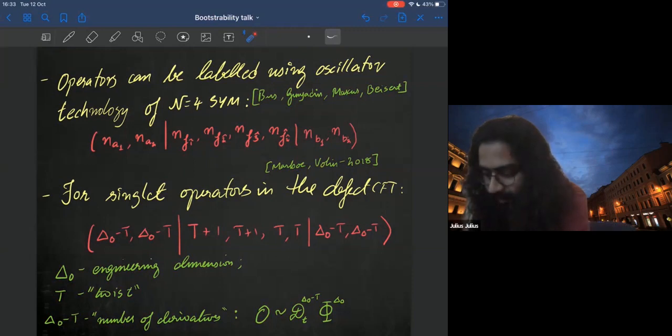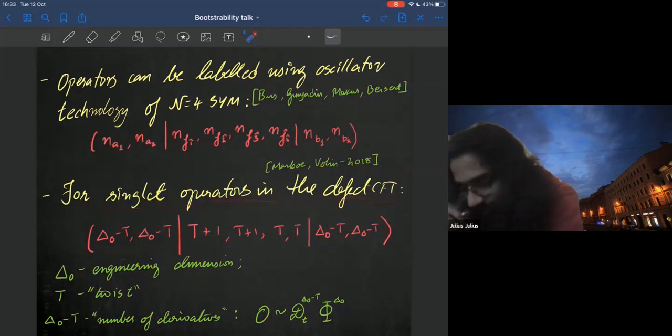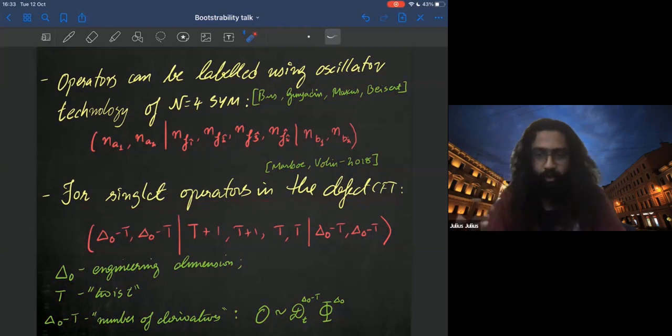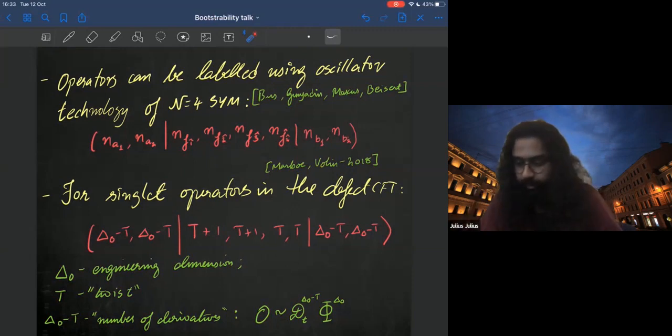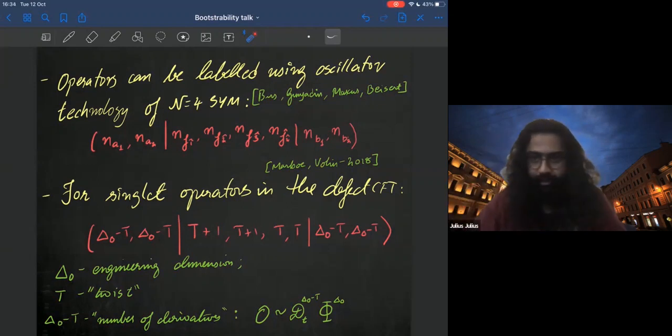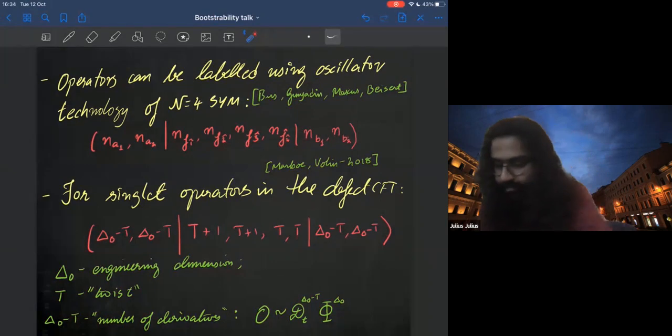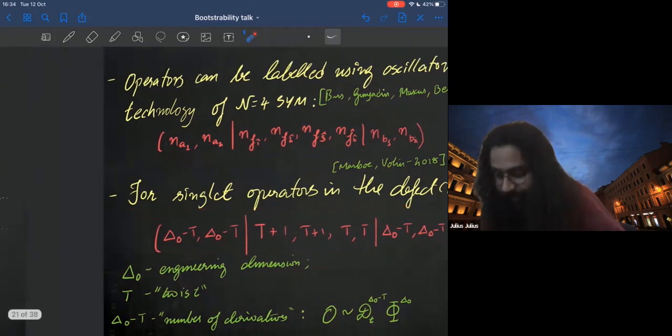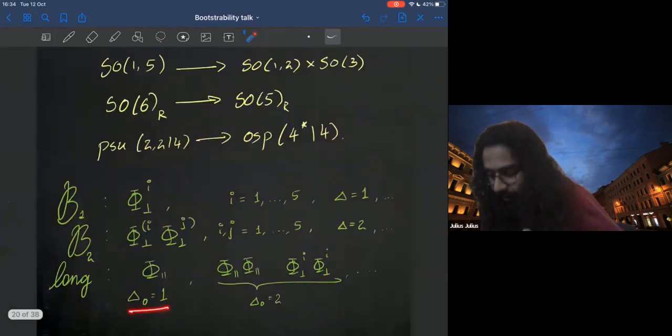It turns out that for singlet operators in the defect CFT, let me explain this. These are long operators which don't have any defect R charge and don't have any indices associated with the SO(3) symmetry you have around the line. So these are operators with no indices at all. These are long operators, so they are not protected. So such operators, let me go back a slide. All of these operators are singlets.